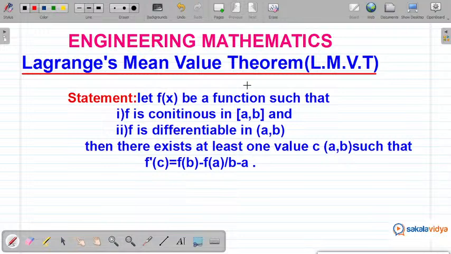Today we are going to discuss Lagrange's mean value theorem, in Engineering Mathematics 1. Today we shall discuss the statement as well as the problems in this session.